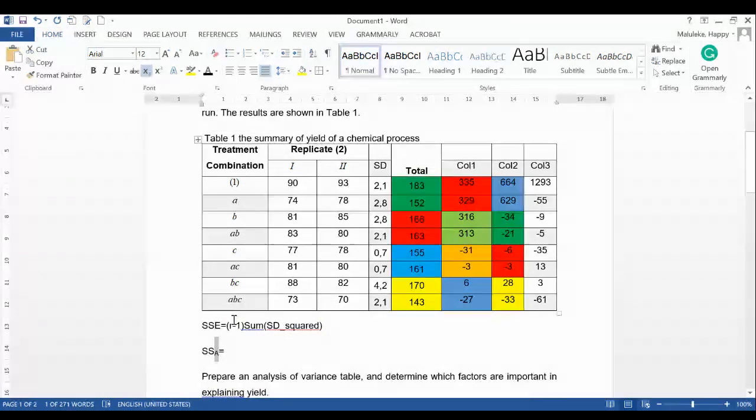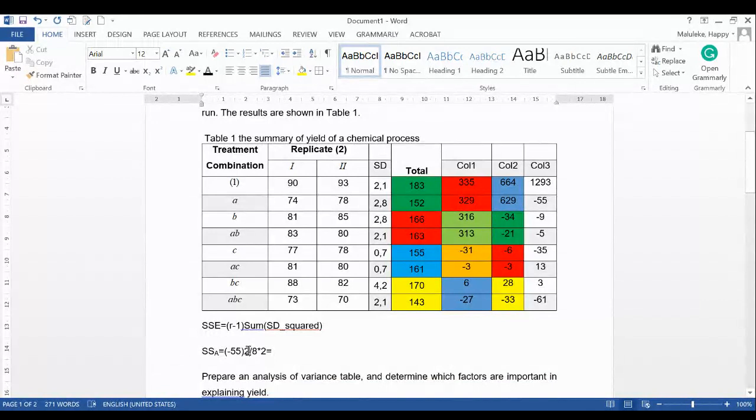Negative 55 over 4 times 2. Why 4, Chris? Oh, 8 times 2, not 4. 8 times 2. So the first one will be negative 55 squared divided by 8 multiplied by 2.